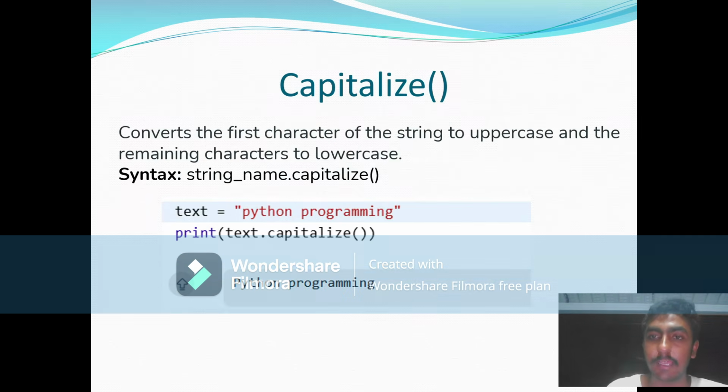Let's go to another main method called capitalize. Capitalize converts the first character of the string to uppercase and the remaining characters to lowercase. So if we have a string called Python programming and we print text dot capitalize, it prints Python programming with the P in caps. The rest of the values are in small.